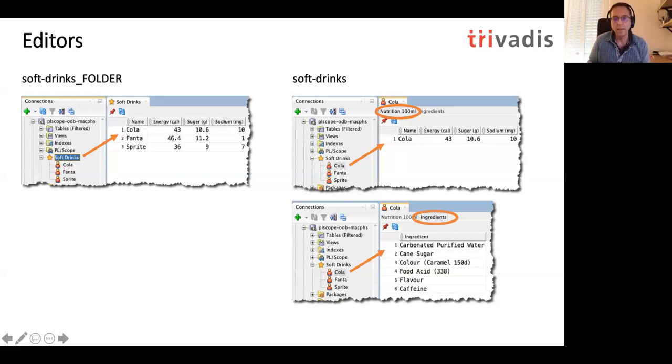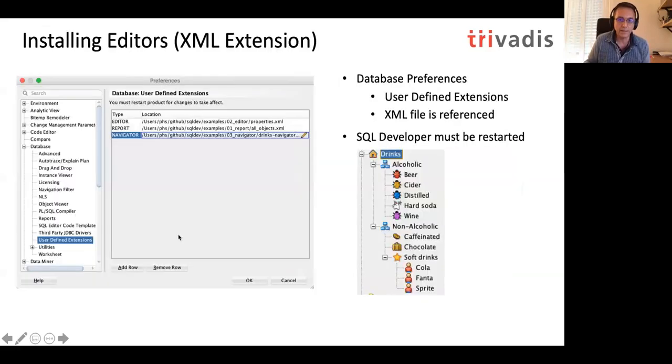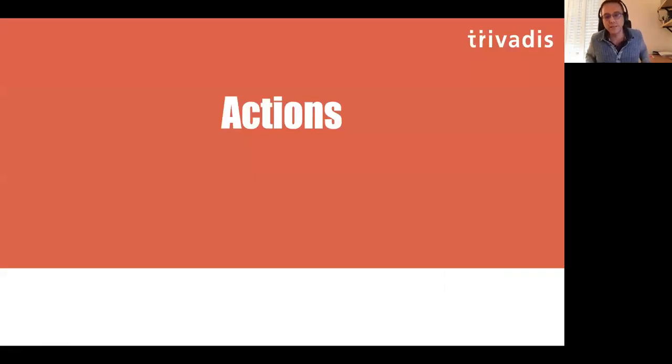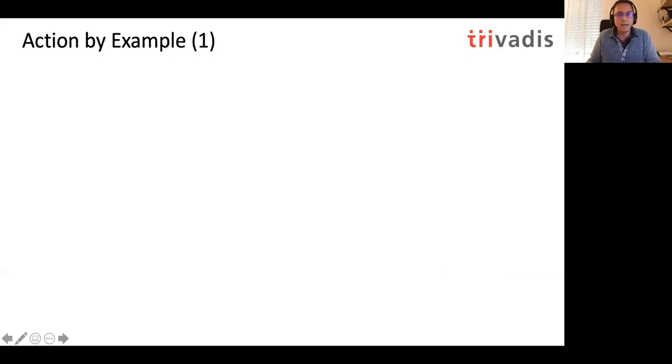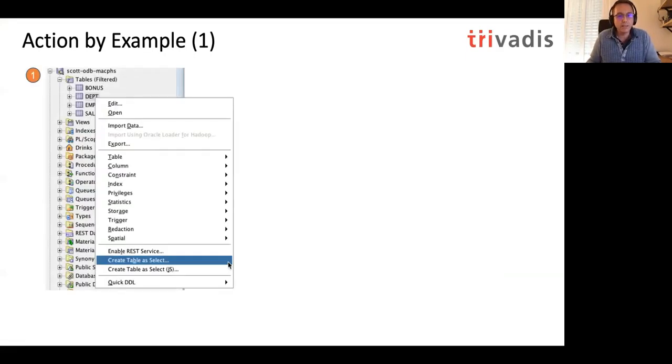So that's something I can create really based on an XML extension. I install Navigator the same way as before, just an additional type, and I have to restart SQL Developer, and everything is good. The last extension, and from my point of view, the most powerful one, is actions. What are actions? Actions allow you to add a context menu entry in a connection window.